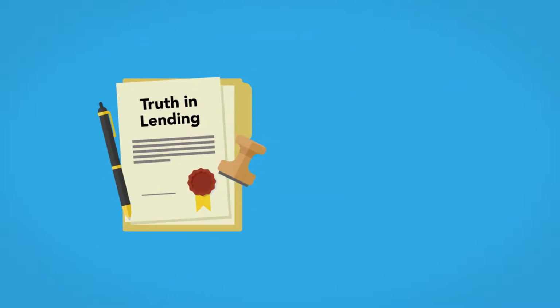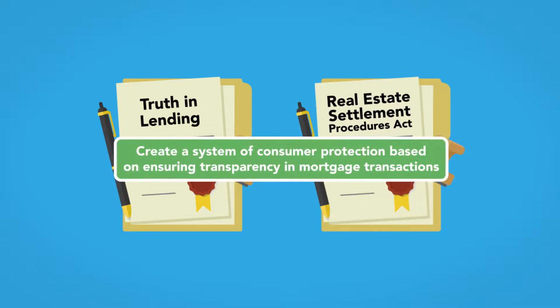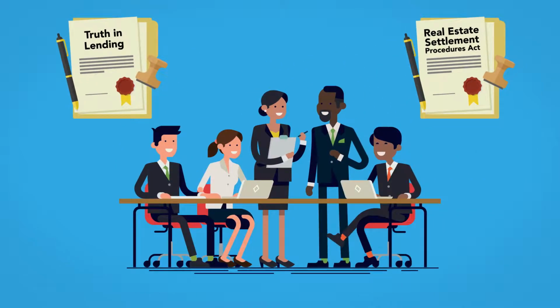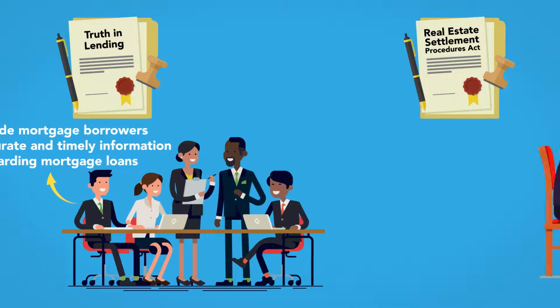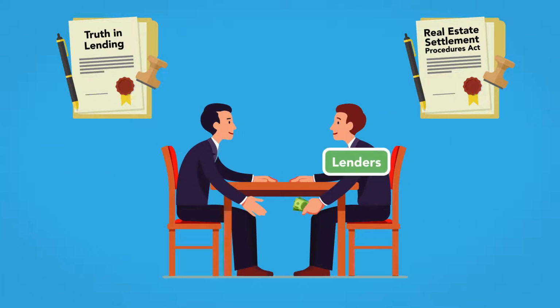Together, the Truth in Lending Act and RESPA create a system of consumer protection based on ensuring transparency in mortgage transactions. While signing the extensive disclosure documents and standardized forms at closing sometimes seems inconvenient, they also provide mortgage borrowers with accurate and timely information regarding mortgage loans. These laws also limit lenders from engaging in certain unethical business practices, like offering kickbacks to brokers for negotiating high-interest loans.